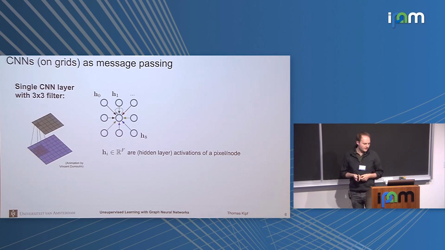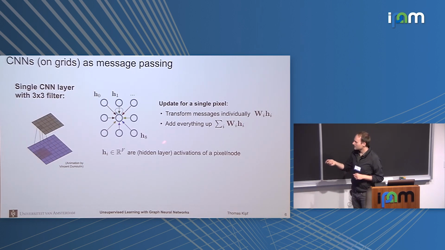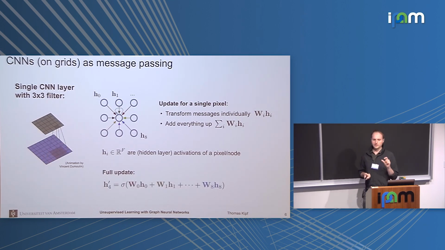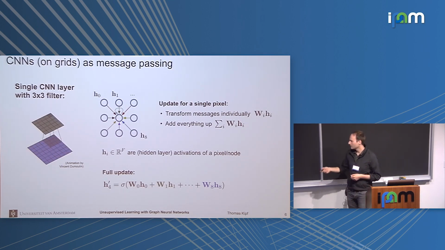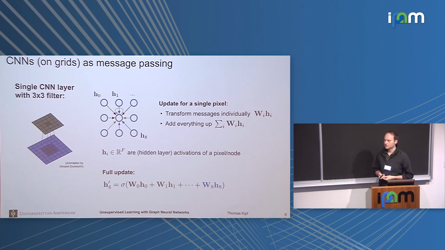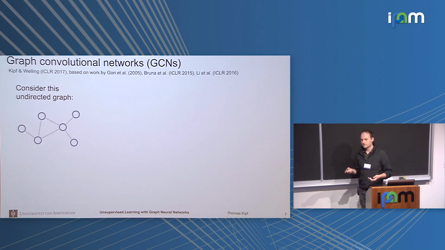And then the whole convolutional update basically looks like this. You have messages, which are basically the feature vectors at the neighboring nodes, and you take a linear transformation of these feature vectors. And then in the end, you add everything up. The special thing here is that for each different neighbor relation, like an upper left neighbor or an upper right neighbor, you have a different weight matrix. So you have W0 to W8 here, and each of these is specific to the relation in the image. Now, it's not hard to see how this could be generalized to, say, undirected graphs.